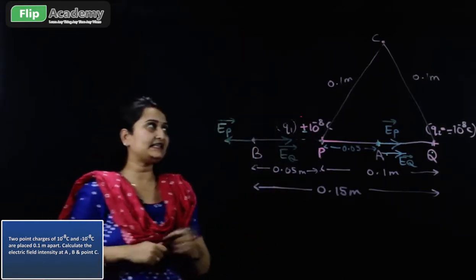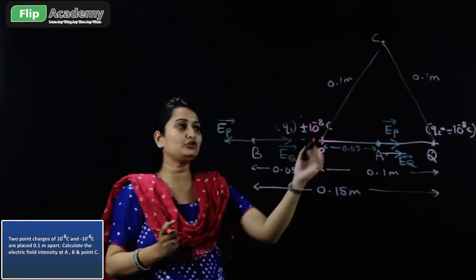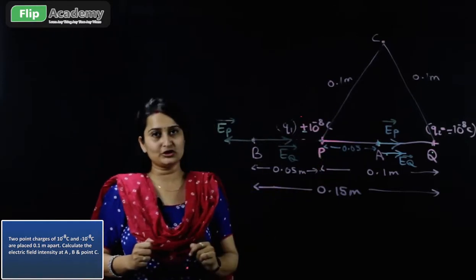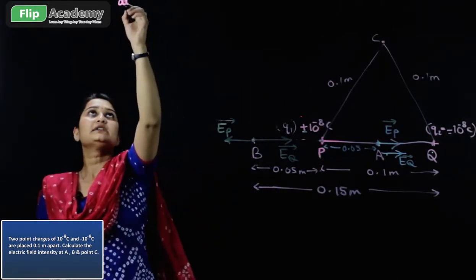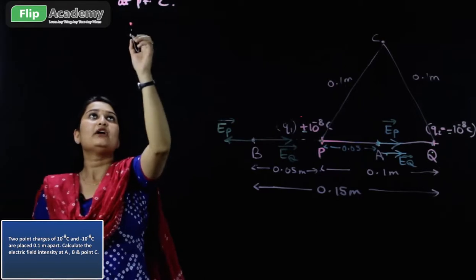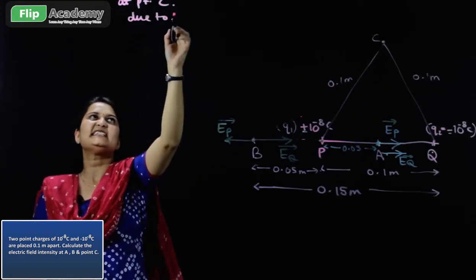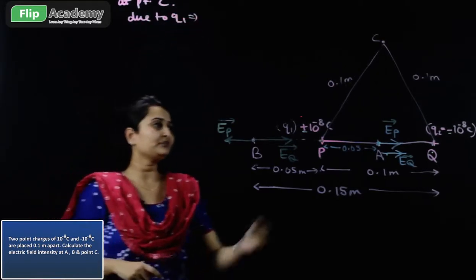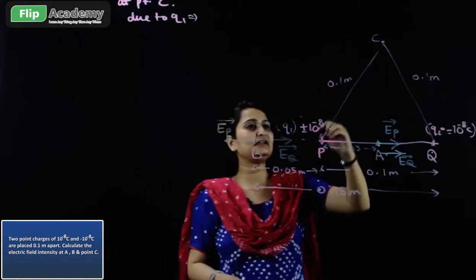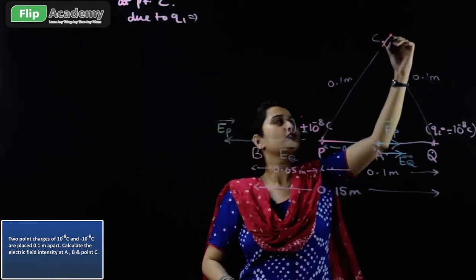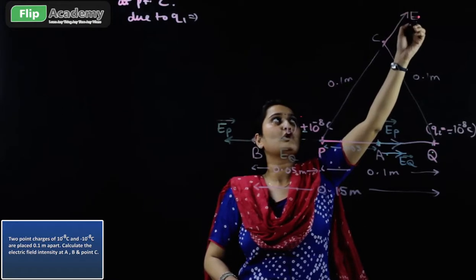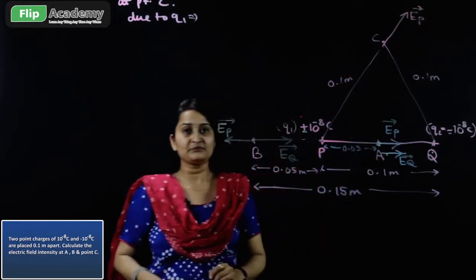Again, at point C, we have to find the electric field intensity due to Q1 and due to Q2. So, at point C, first we find it due to Q1. Since Q1 is positive in nature, the electric field intensity is directed away from it. Let's mark it as EP.